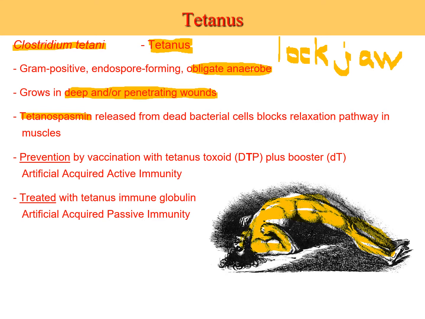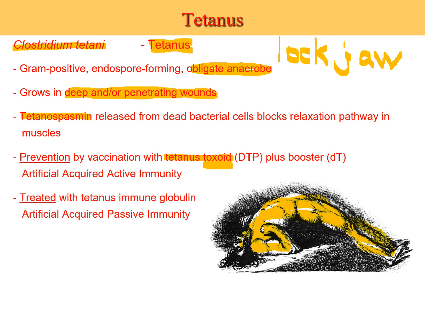Prevention is by vaccination with a toxoid, the tetanus toxoid. Remember, there are several different diseases that are mediated by toxins produced by bacteria, in which they purify the toxin and then inactivate it. An inactivated toxin is a toxoid, and then they vaccinate people with the toxoid, so you develop an antibody against the toxin.